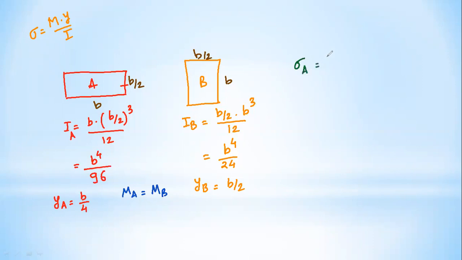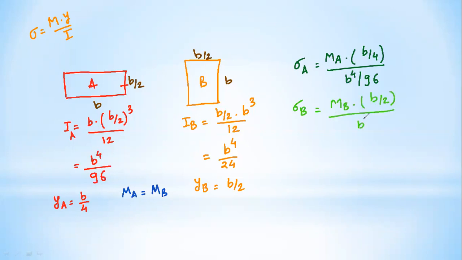Now, let us write down sigma A first. Sigma A is equal to, what is M? MA into, what is y? B by 4 divided by, what is I? B to the power 4 upon 96. Okay. Next, sigma B is equal to MB into b by 2 upon b to the power 4 upon 24.